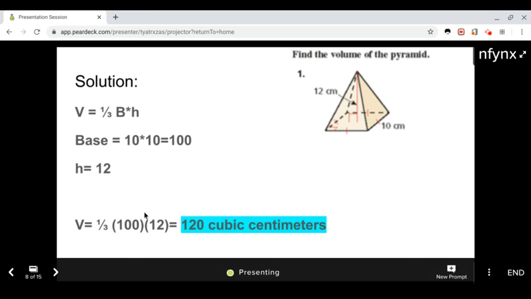Oh, you know what? I think in the other one, when I was doing it, I actually missed one of the zeros. So it's actually, this is the correct one. So it's actually 1200 divided by 3. So I would have gotten 1200 divided by 3, which is 400. Yeah, it would have been 400, not 120 cubic centimeters.